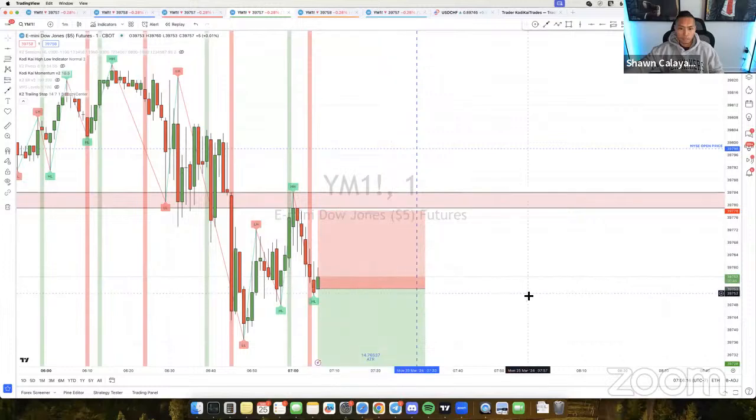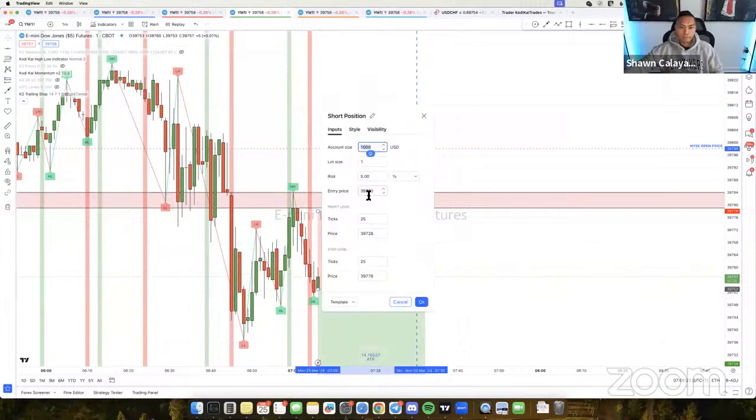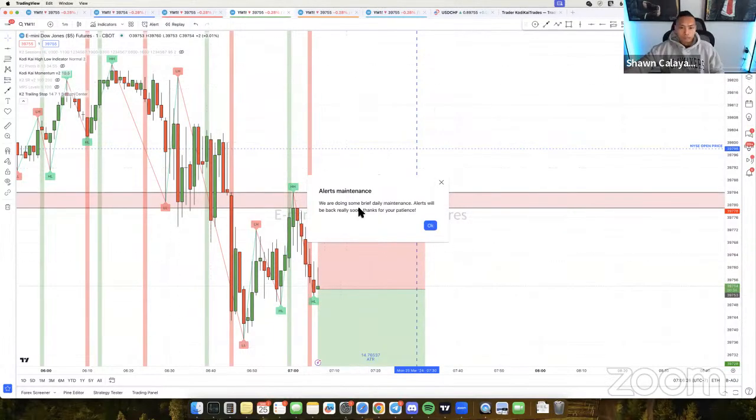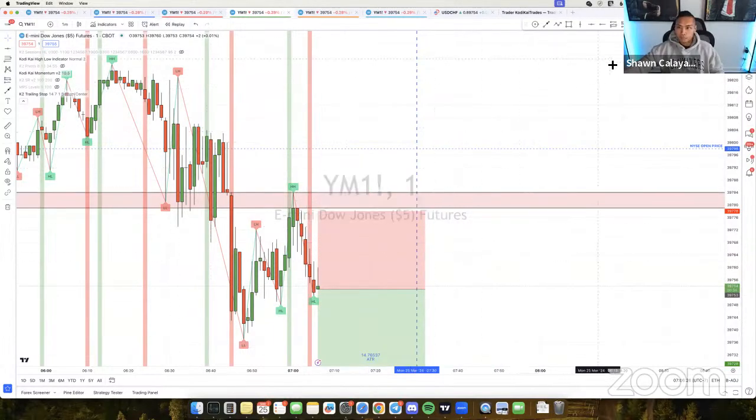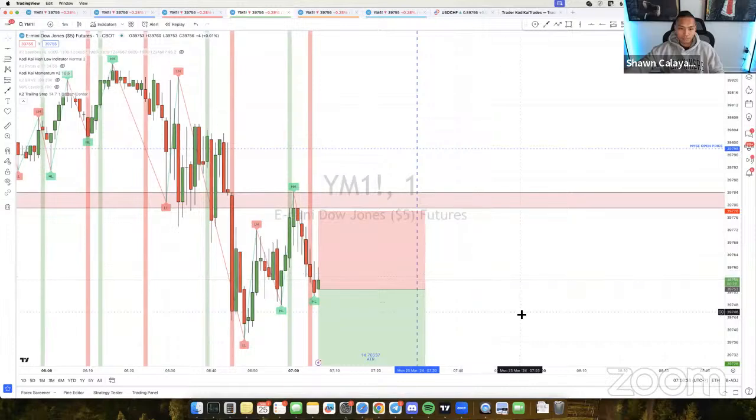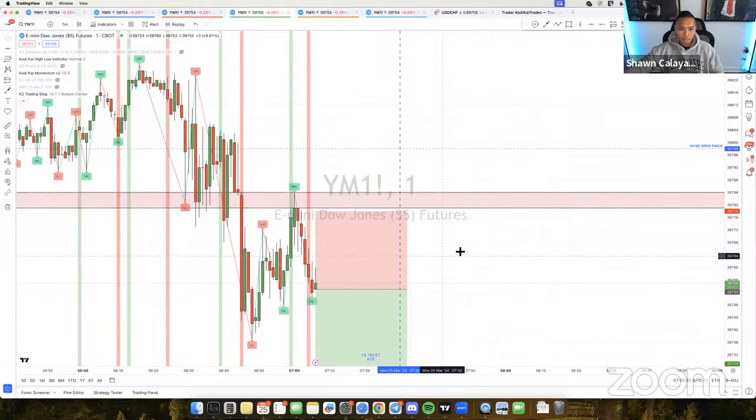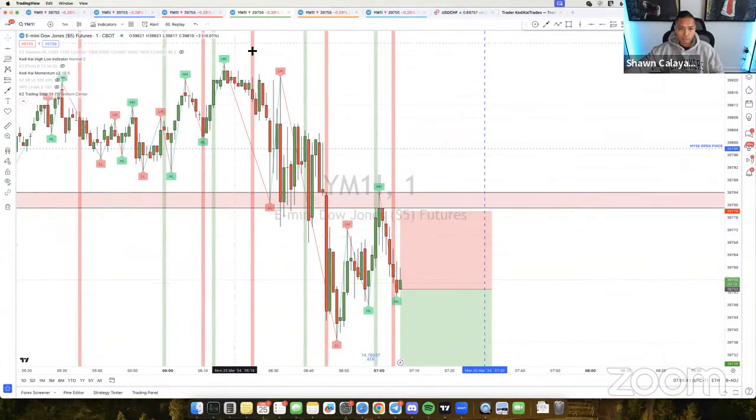Make sure I get this. And I hate how this thing doesn't line up perfectly with it. There we go. Just want to make sure I'm on the right price. Right there. I can't put an alert here, because alerts aren't currently working. But all right, I'm in the position right here. Let's see for some confluences.